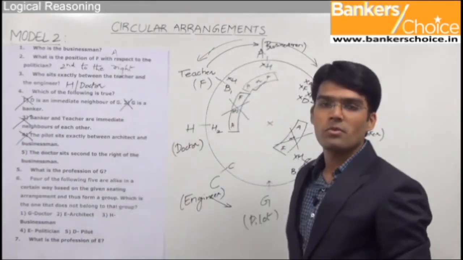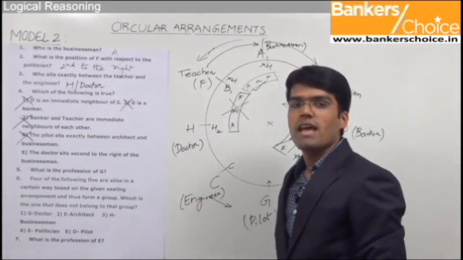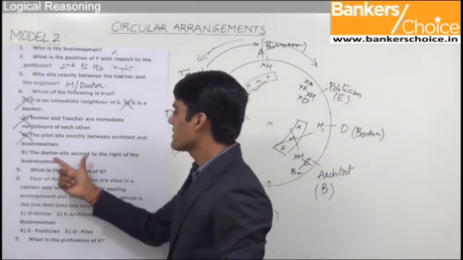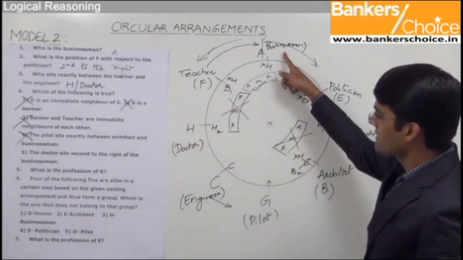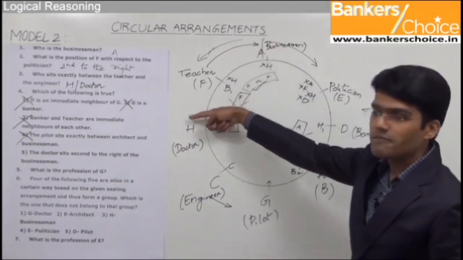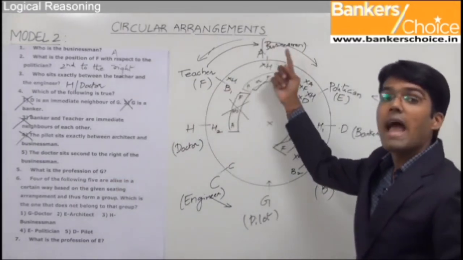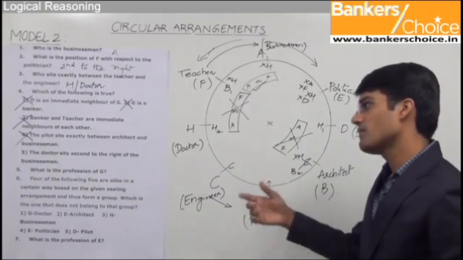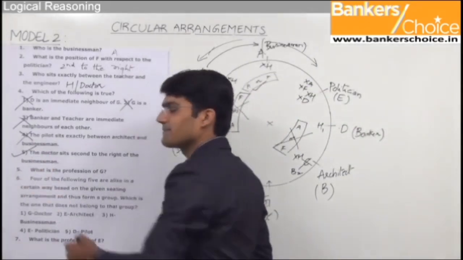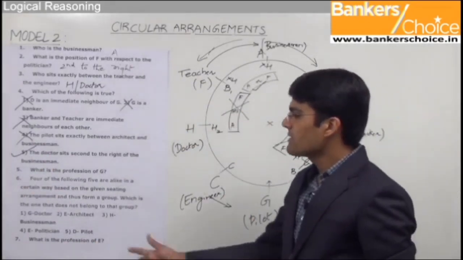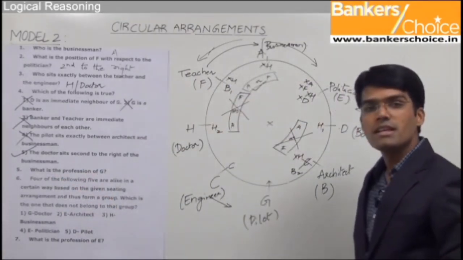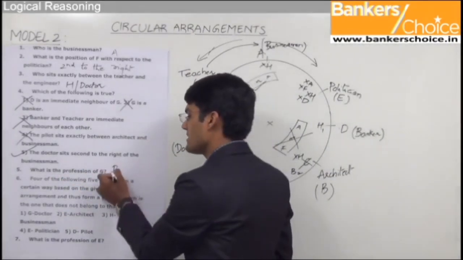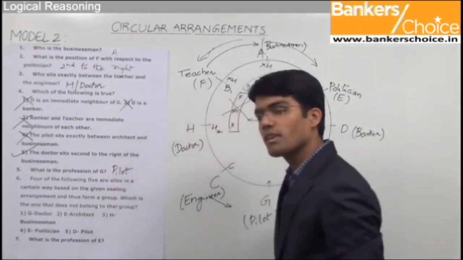Since already the first four options are wrong, the fifth option has to be correct. That is, the doctor sits second to the right of businessman. If you observe, the doctor actually sits second to the right of businessman, since the doctor is in the anti-clockwise direction. So fifth option is the correct answer. The next question is, what is the profession of G? We know that the profession of G is pilot. So G is pilot. That's the answer.